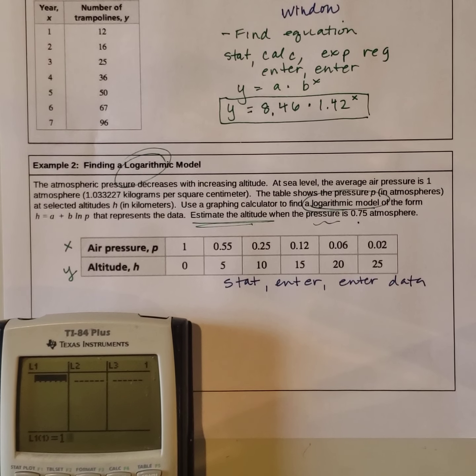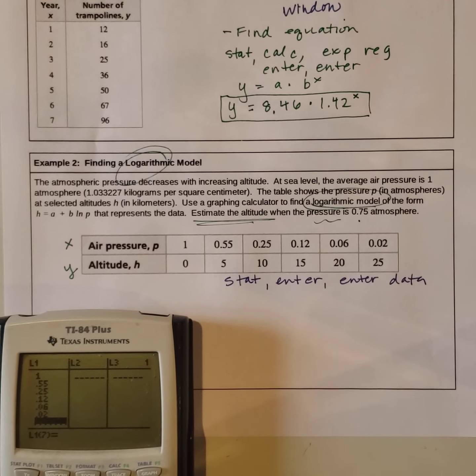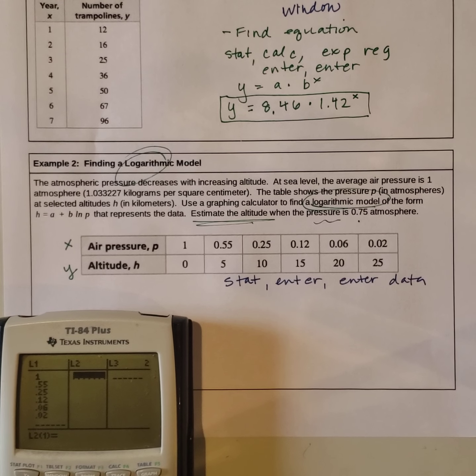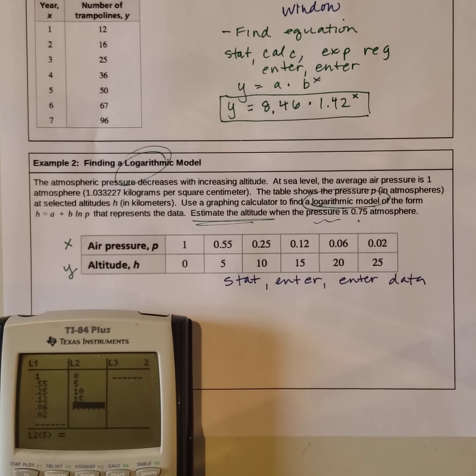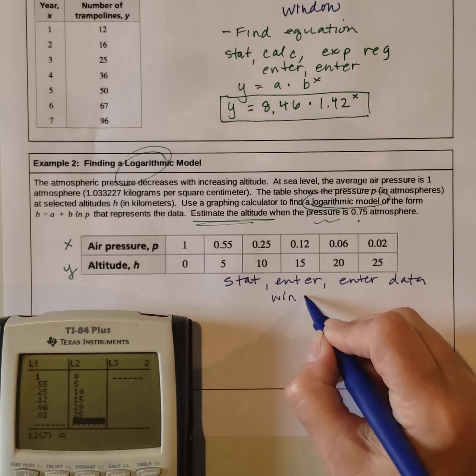So I have 1.55, 0.25, 0.12, 0.06, 0.02. On my Y, I have 0, 5, 10, 15, 20, 25. I have the same number of data pieces, 1.55, 0.25, 0.12, 0.06, 0.02, 0, 5, 10, 15, 20, 25. Okay, now I'm going to go to my window, like I did in the previous problem.